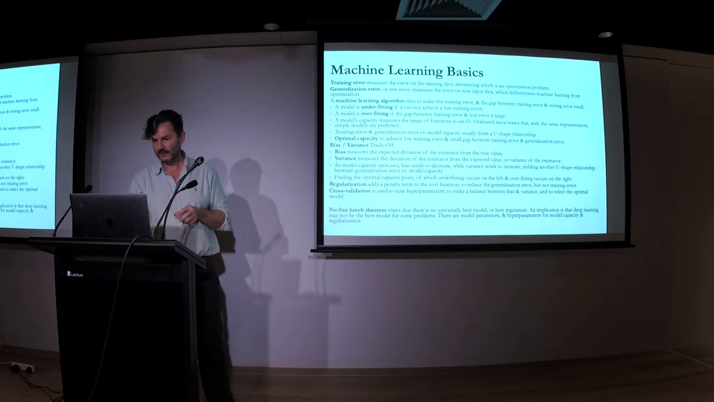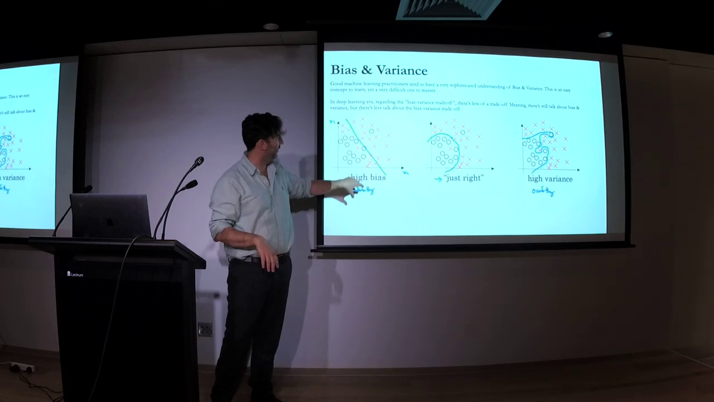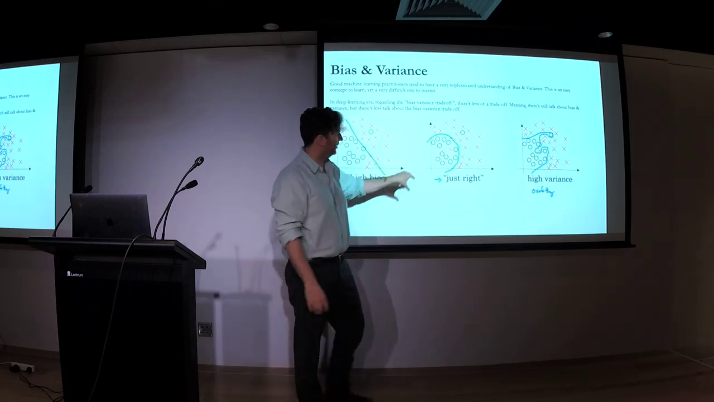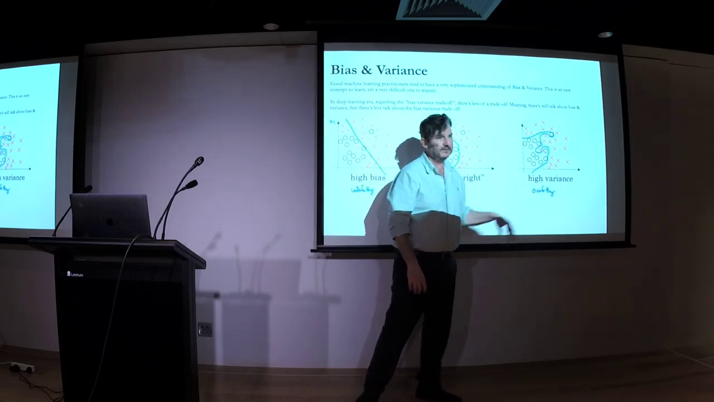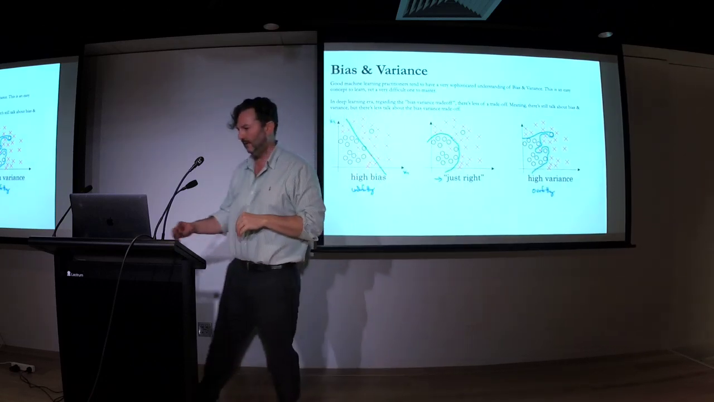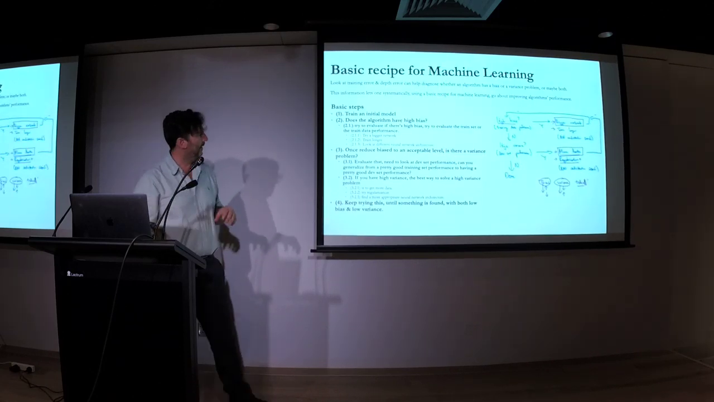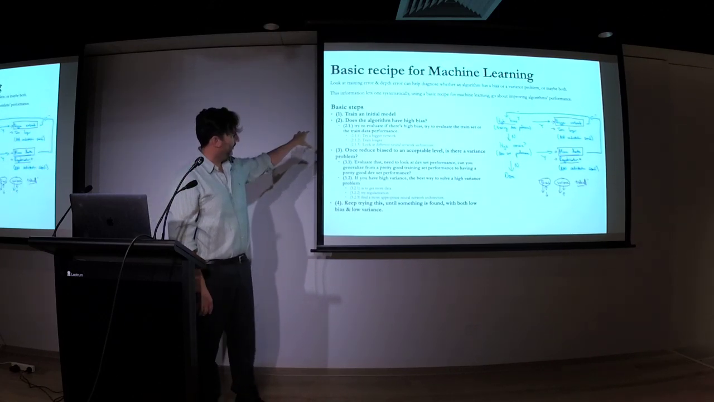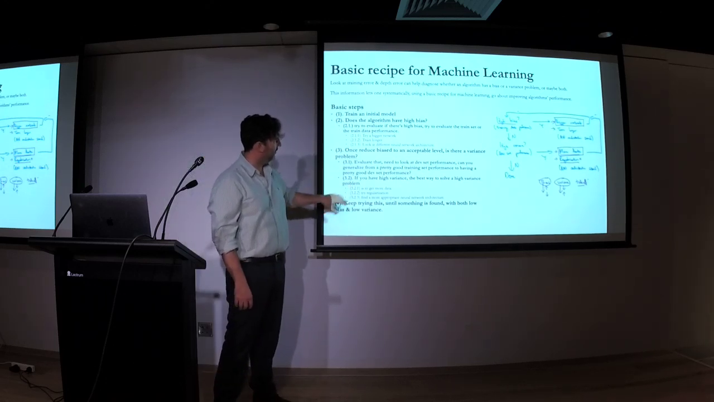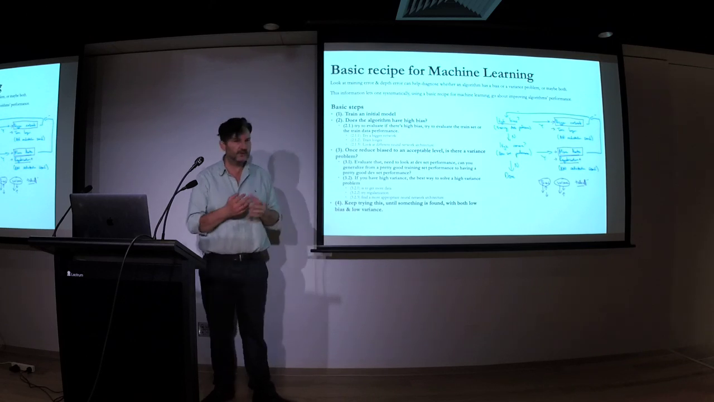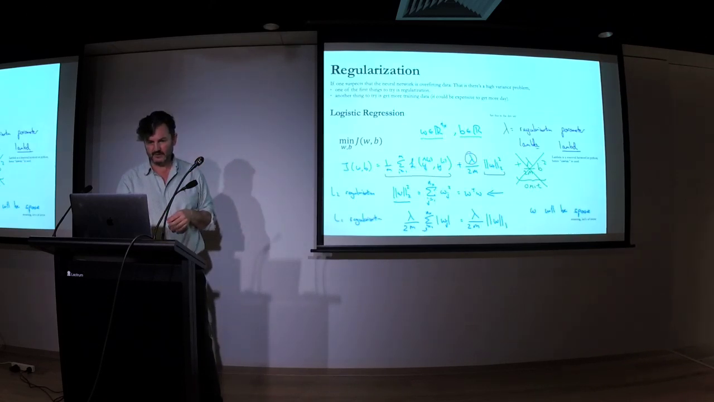Okay. And here's just something simple: bias and variance. That's high bias. That's just right, which is obviously what you're trying to achieve, and that's overfitting with high variance. And here's, I guess, the recipe for machine learning, which I'm pretty sure we're familiar with, so I won't go into that in too much detail.